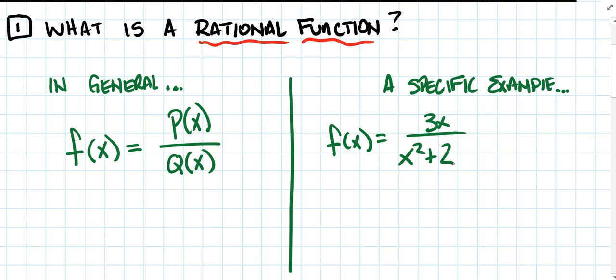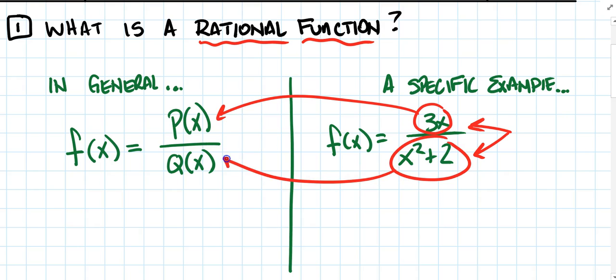In this particular case, this is a rational function because it is the quotient of 2 polynomials. The 3x represents the p of x, and the x squared plus 2 represents the q of x. So this is what a rational function is, and moving forward, whenever we say the term rational function, we are defining 2 polynomials being divided by each other.